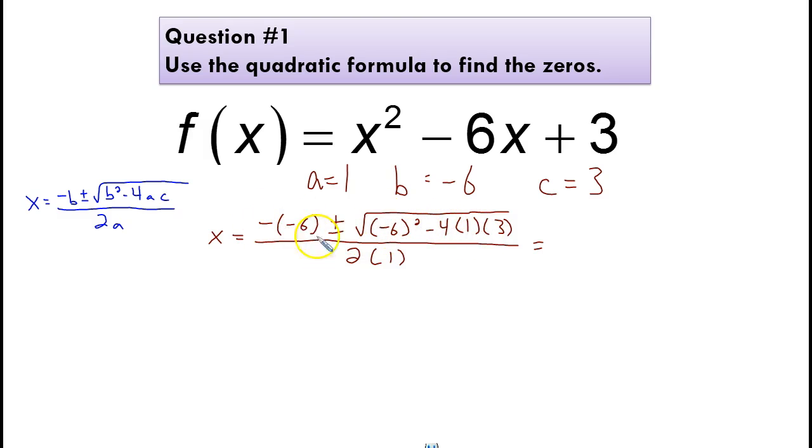And then I'm going to clean up the left side and the bottom side as well. So negative 6 is positive 6 plus or minus. I know I'm going to have a square root. Then I've got to do negative 6 squared, which is positive 36, minus 4 times 1 times 3. And that is going to be 24.